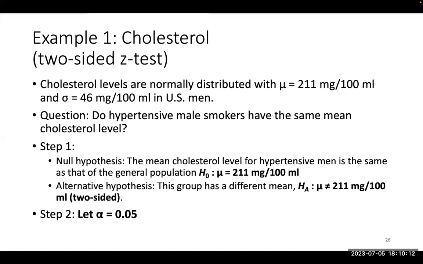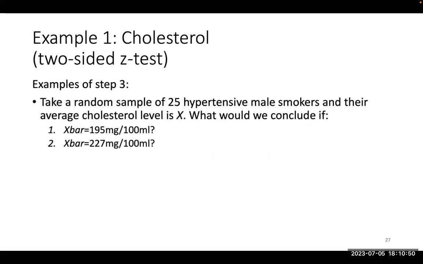So you have another hypothesis: the mean cholesterol level for hypertensive men, your sample, is the same as that for the general population. You're drawing a sample of a certain size and comparing it to the US population, which has 211 milligrams per deciliter. You want to compare your sample mean to the population mean of 211 milligrams per deciliter. 100 milliliters is 1 deciliter. The alternative hypothesis is that the group has a different mean, and we're aiming for 5%.